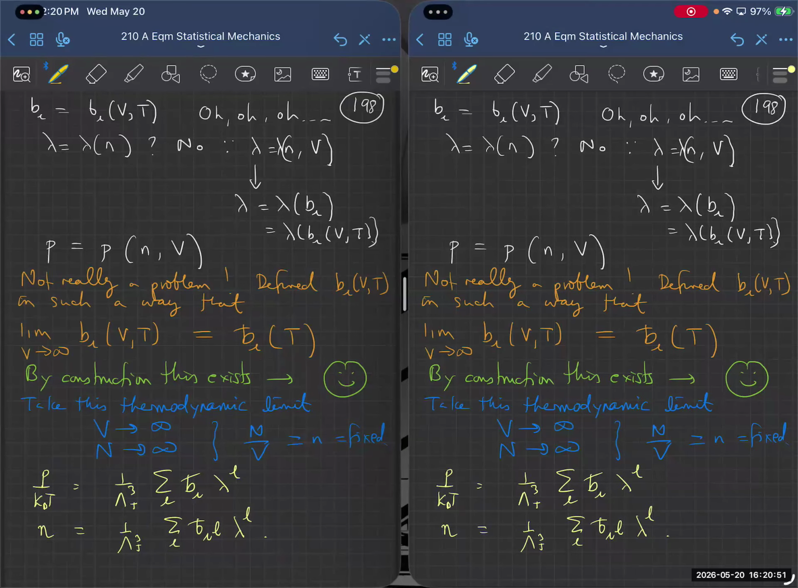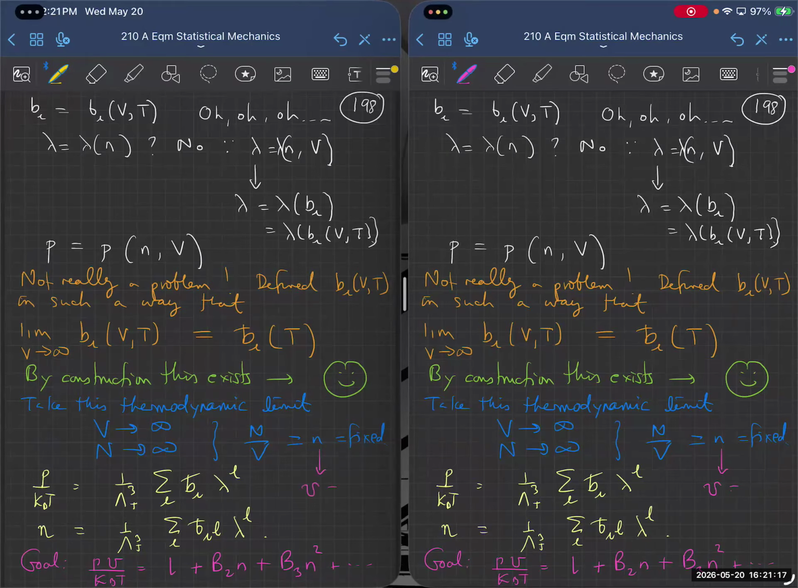Now, remember what our goal is. Our goal is the virial expansion. So we want to get PV over k_B T equal to 1 plus B_2 n plus B_3 n squared plus ... And little v is defined to be V over N, the volume per particle, which is 1 over n. So that's the thing that we're trying to get.